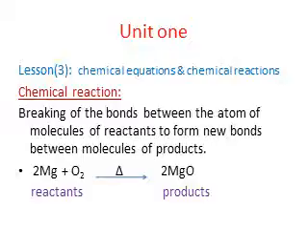So chemical reaction means breaking down the bonds between atoms of molecules of reactants, like the breaking of the bond between O2, or oxygen molecule, into two separated atoms, to get a new bond between magnesium and oxygen to form magnesium oxide, which is our product.